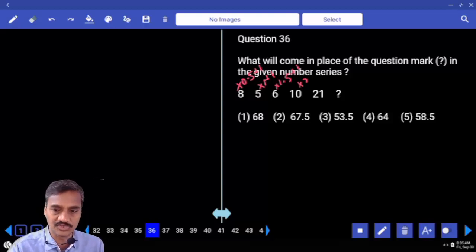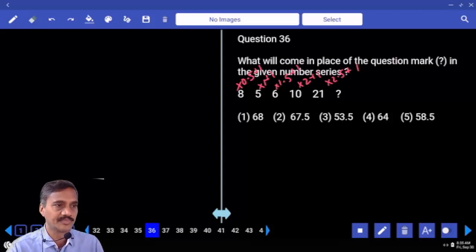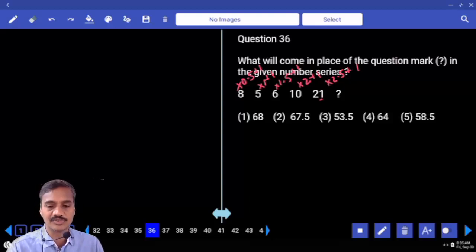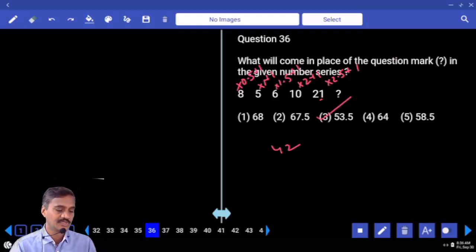Now this is into 2 plus 1, next one into 2.5 plus 1. That fits, right? Into 0.5, 1, 1.5, 2, 2.5, and 1 is added. 21 into 2 is 42, and 21 into 0.5 is 10.5, giving 52.5, plus 1 is 53.5. Choice 3, question number 36.